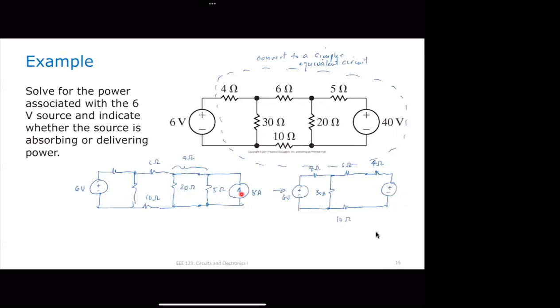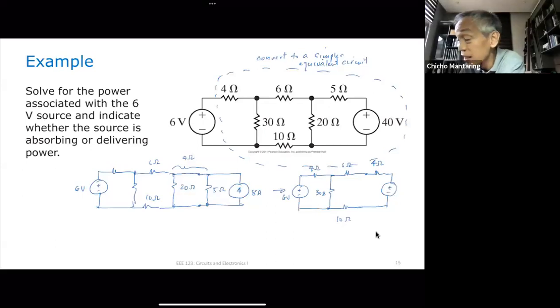It's going to be 24 times 4. Is that what you're going to answer? It's going to be 32 volts. Does everybody see that? Yeah.